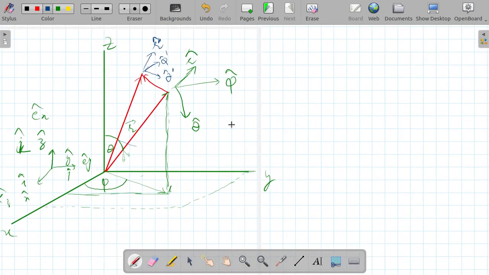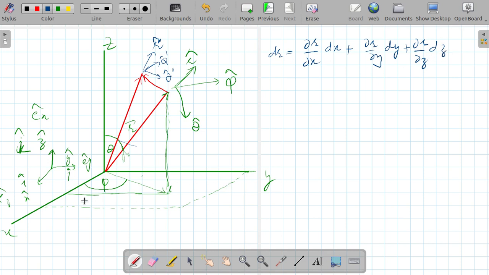keeping all these things in mind, we will use the simple definition of derivative. So differential of r can be written as change in r with respect to x and differential of x. It's a simple formula of calculus, curly r over curly y and dy, and curly r over curly z and dz.